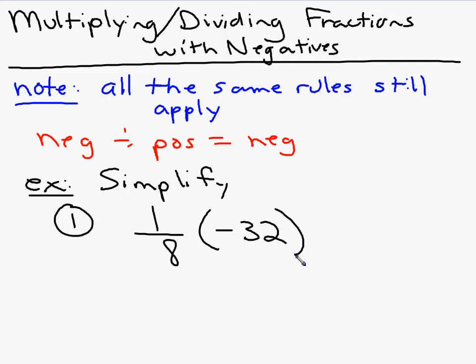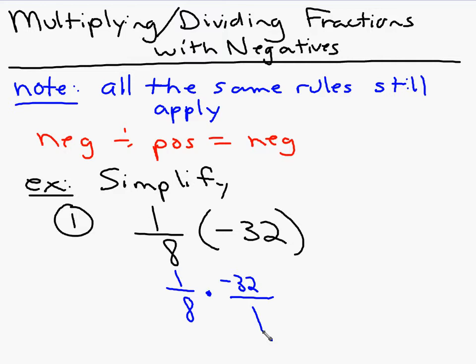Now notice the way that's written. There is nothing in between the 1/8 and the negative 32, so this does mean multiplication. The very first thing we need to do is rewrite this as 1/8 times negative 32 over 1. Just like our problem of the day.